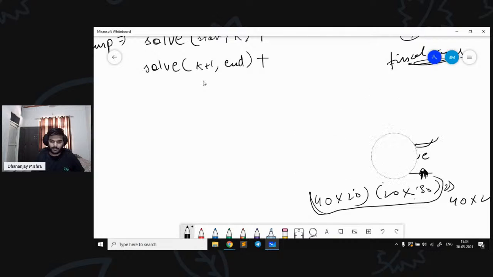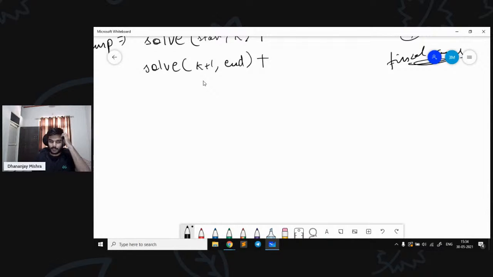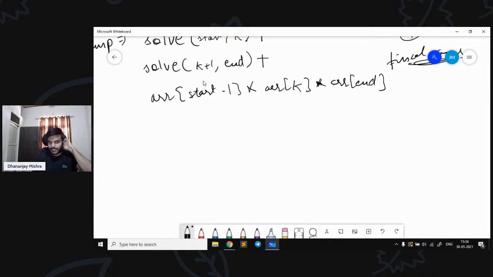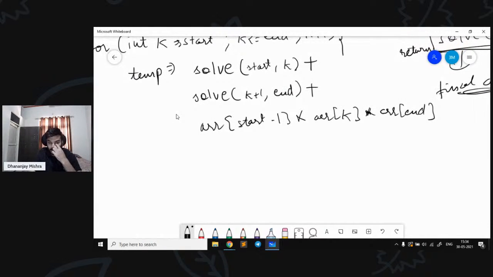I hope it is clear to you, right? So that's how we will be taking the cost of the final result matrix of the multiplication of the left and right parts. So what will I do? I will pick array of i minus 1, or I can say start minus 1, because start is the beginning of the range. So start minus 1, into array of k, into array of n. That's it. After adding all these costs, we will get a temporary answer for that particular partition, right?